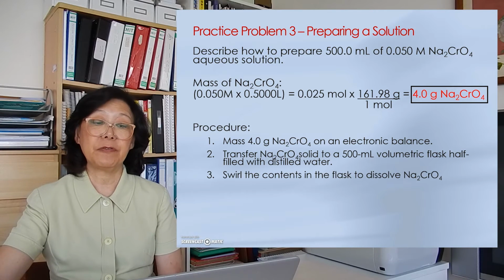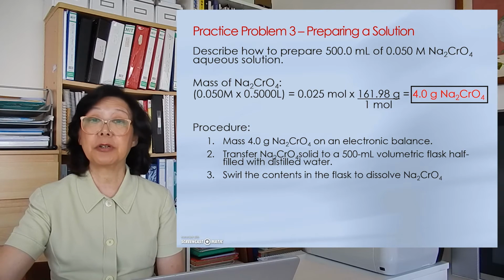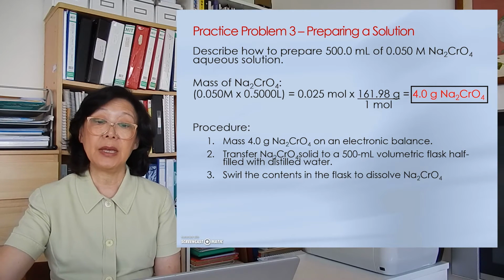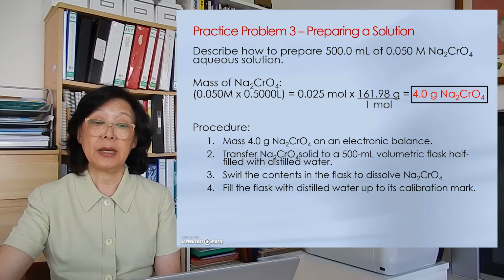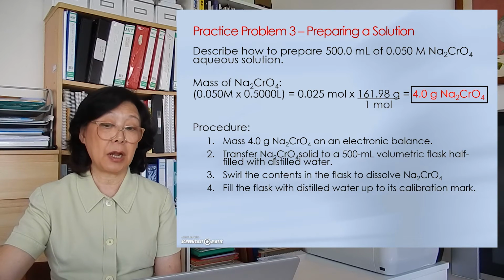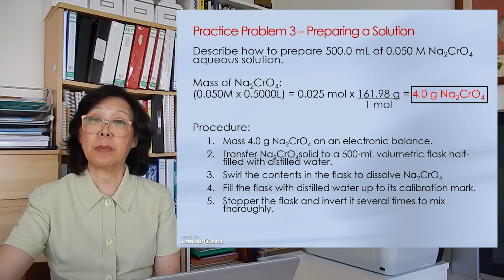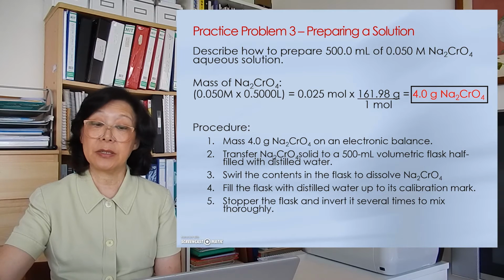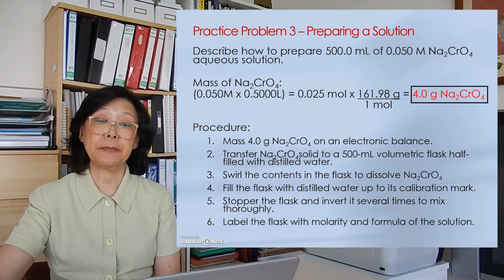And we fill it with some distilled water first, and then we swirl the contents to make sure that the sodium chromate is totally dissolved. And then we finally add distilled water to the calibration mark, and then we stopper the flask and shake it several times, and then we label it.